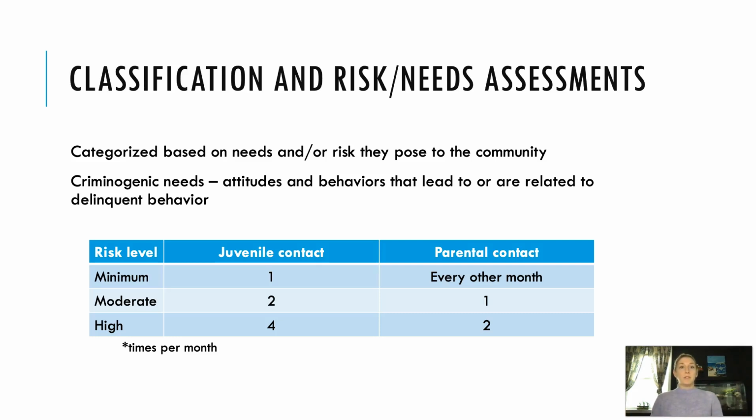You have minimum risk level, where you're typically going to contact the juvenile one time per month, and every other month you'll have a parental contact. This is not across the board in every state, but this is just a general rule of thumb. In moderate cases, you'll typically see the youth maybe twice a month, and one of those visits needs to be with the parent. Again, it's very important that the parent is involved and is being included on everything that's going on, because typically the youth isn't even going to tell the parent that you met with them.